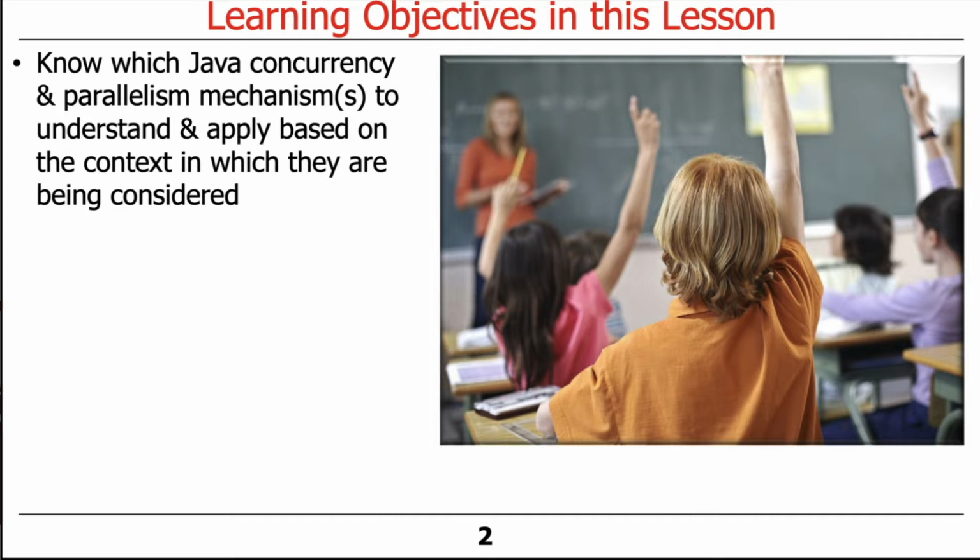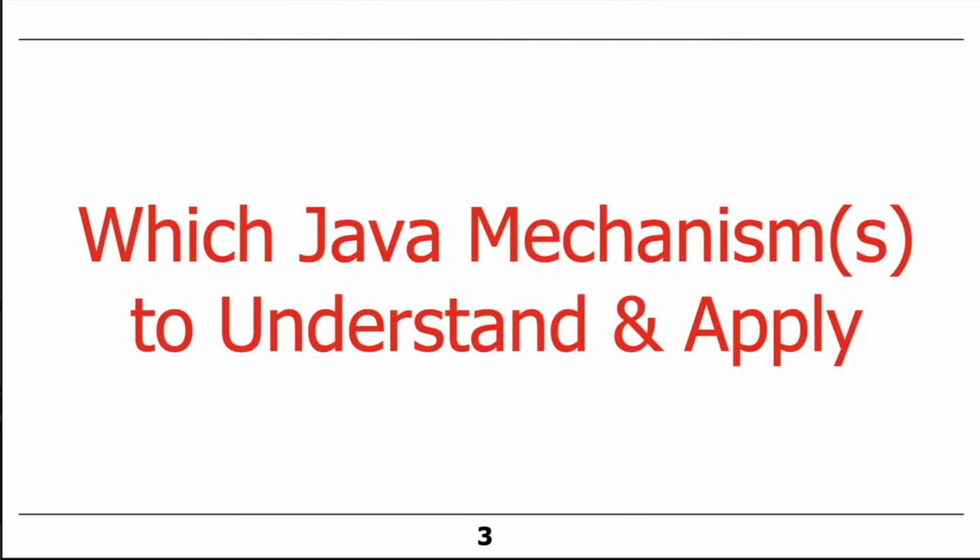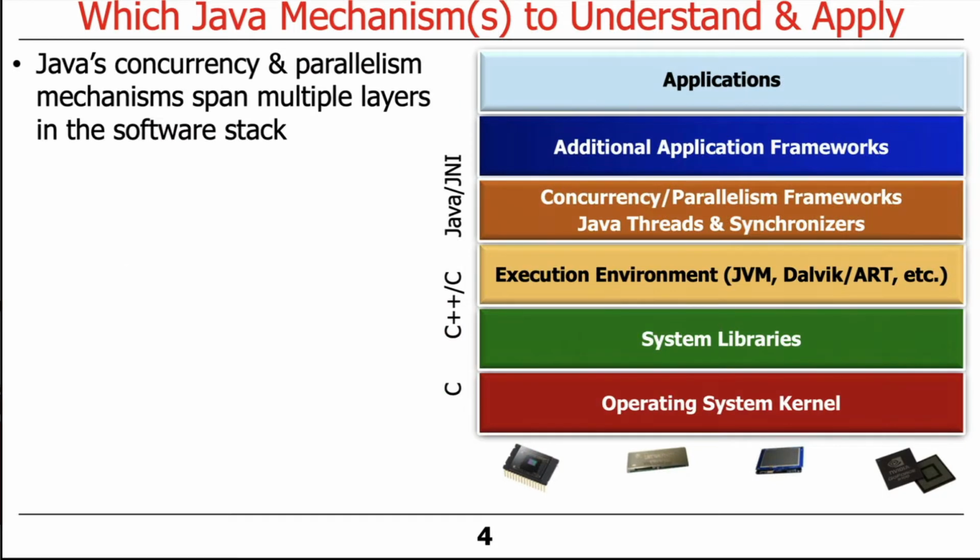Well, the very pragmatic answer in this class is you apply the things that come along with the programming assignments. So that's the very pragmatic answer. But that's not a good answer in practice. You should know the reasons why we would choose one thing versus another. So first thing to note, Java's concurrency and parallelism mechanisms span multiple layers in common software stacks, platforms.